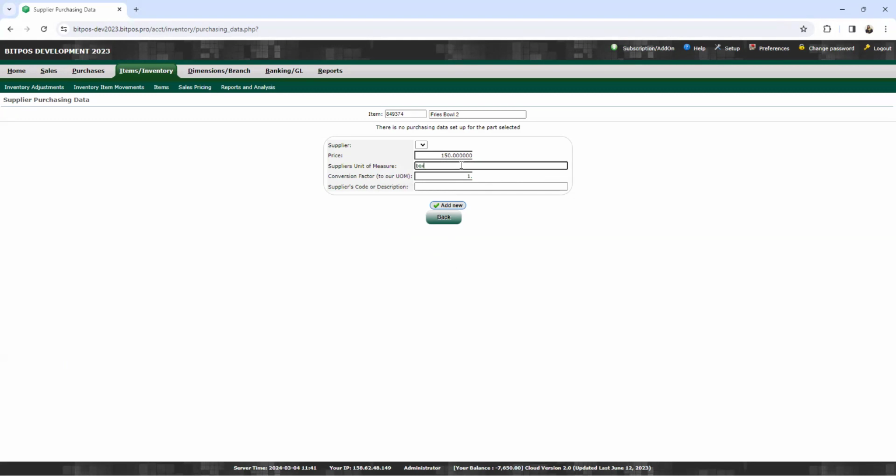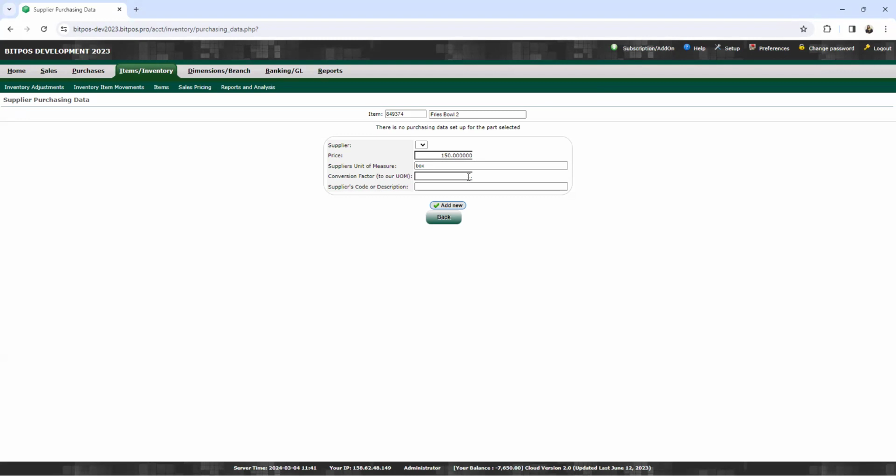So box. Then the conversion factor to our unit of measure, for example, the cost associated with acquiring supplies. The conversion factor indicates how many units are contained within one box. So, for example, the fries are ordered from a supplier by the box. So the conversion factor determines how many units of fries are in a single box. So 150 each per box.